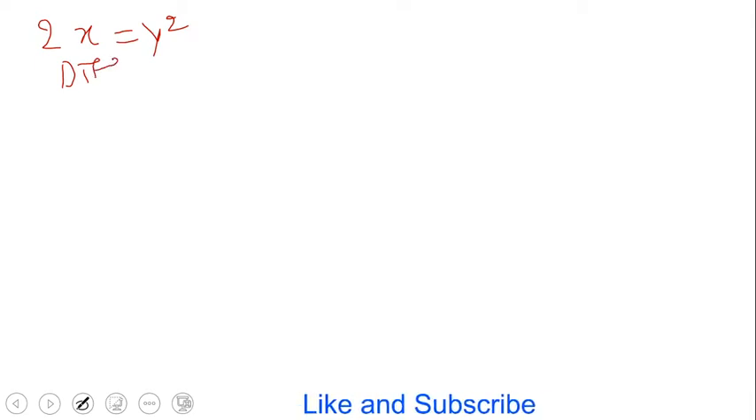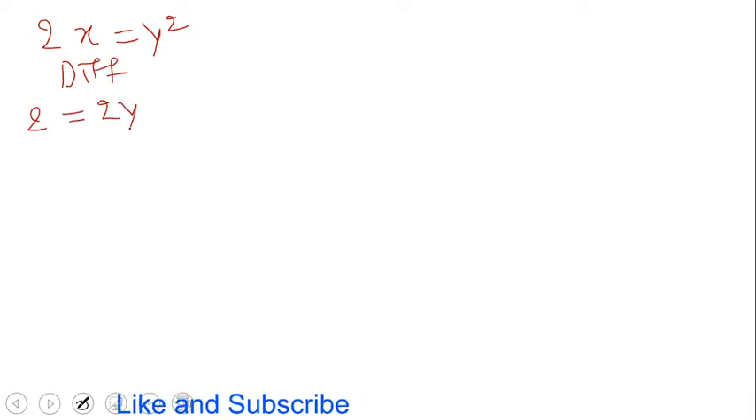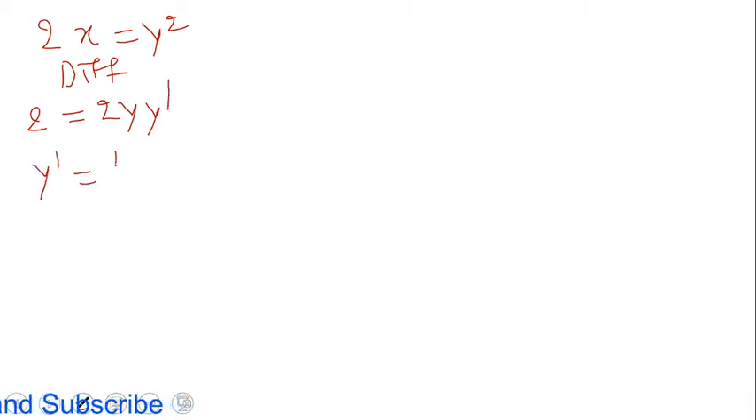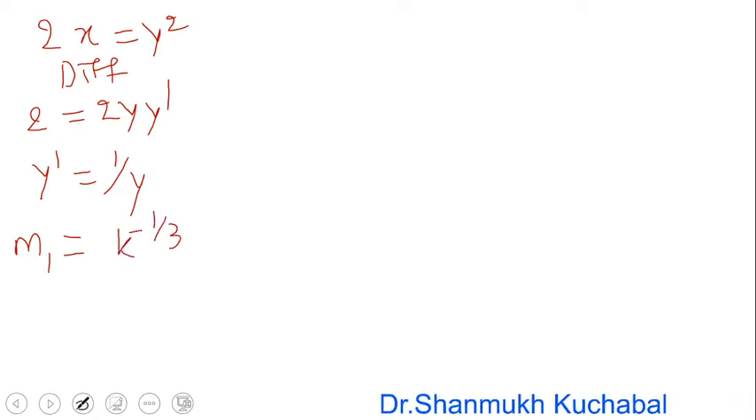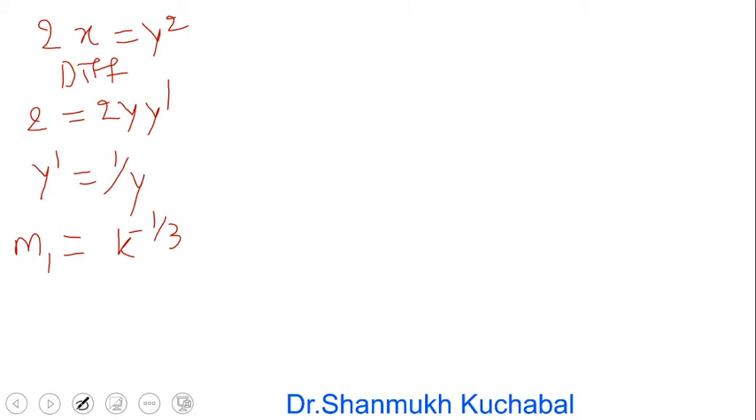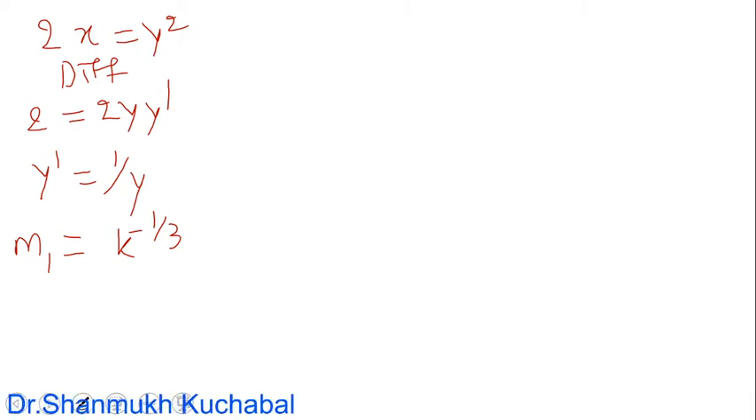We have to differentiate this one. So differentiating, 2 equal to y square, differentiation is 2y, y dash. So y dash equal to 1 divided by y, we get it. The y value we will substitute. This is slope 1. So I call it m1 as k raised to minus 1 by 3. Actually it is in a denominator, 1 divided by k raised to 1 by 3. Taking it to the numerator, it will become k raised to minus 1 by 3 here. So this is m1.